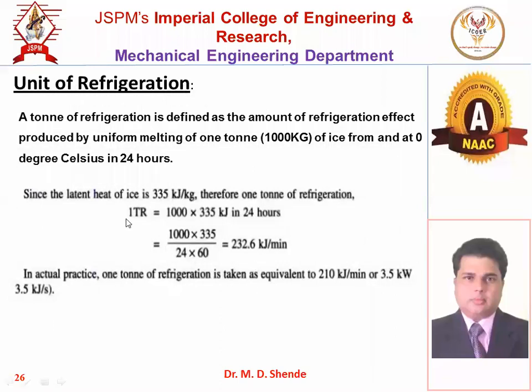So we have converted 1 ton of refrigeration into 232.6 kilojoule per minute, and it is equivalent to 210 in general. In practice, it is taken as 210 kilojoule per minute or 3.5 kilowatt. So remember this term: 1 ton of refrigeration is nothing but 3.5 kilowatt. Okay, so this is the unit of refrigeration.